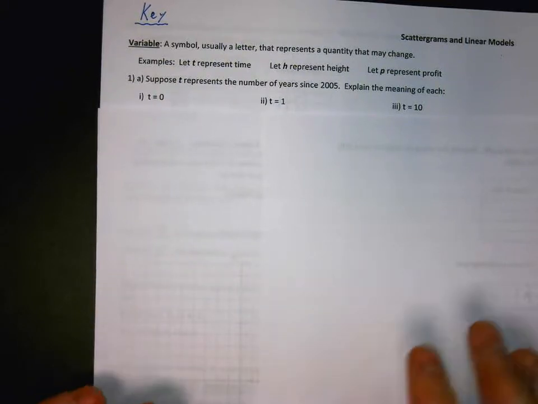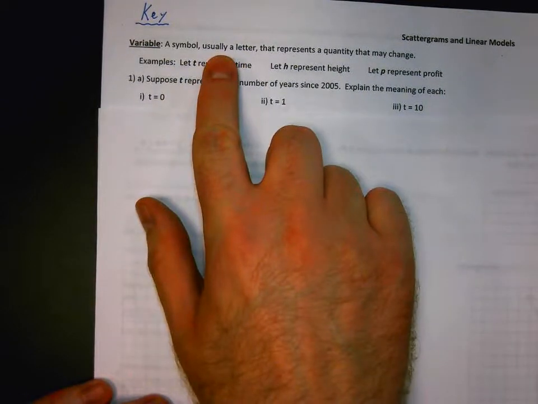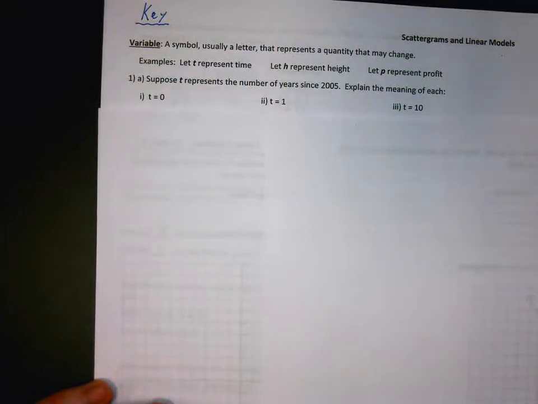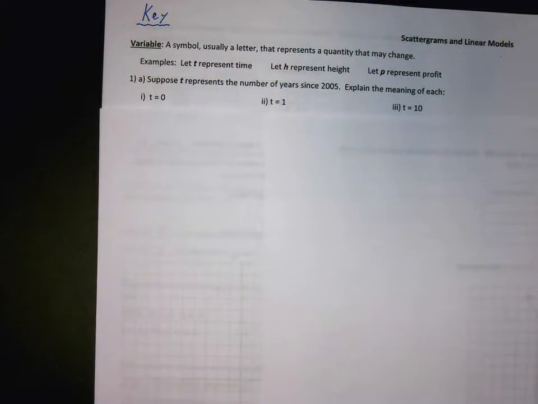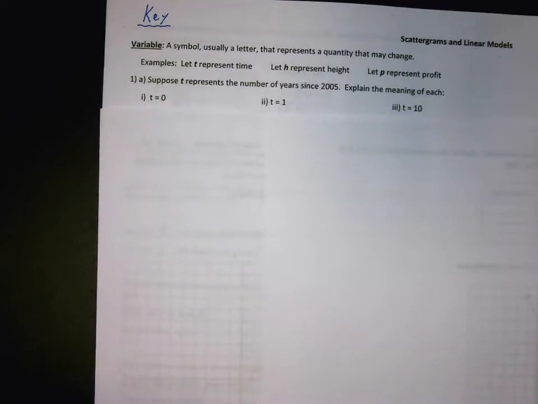Okay, so first of all we have a variable. Okay, a variable is a symbol, usually a letter, that represents a quantity that may change. Okay, so in the word variable is varies. So varies meaning change. Okay, so a variable is just a quantity that may change. For example, let T represent time, H represent height, or P represent profit.